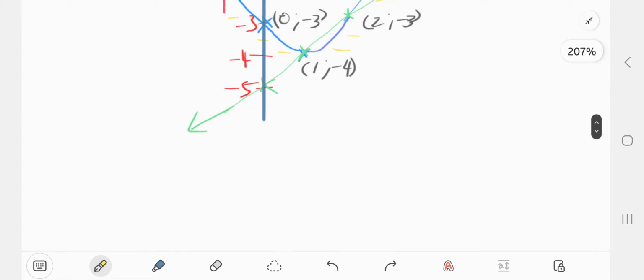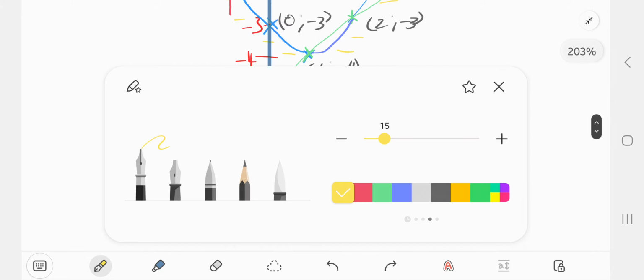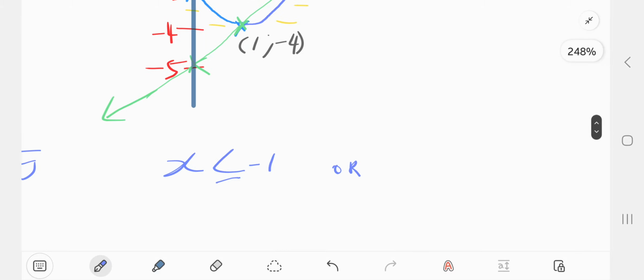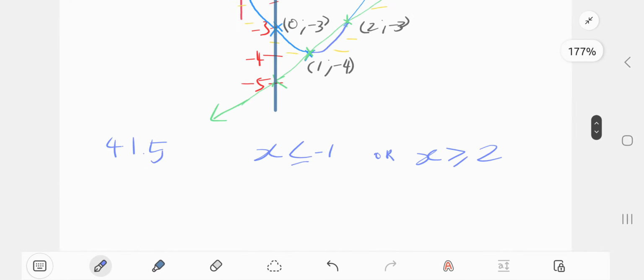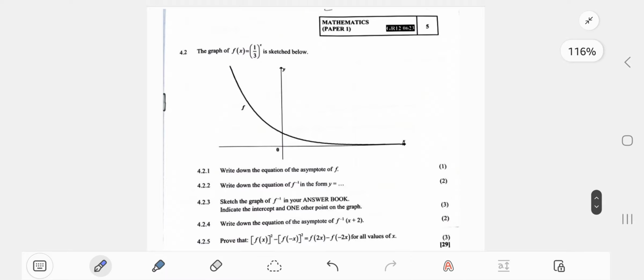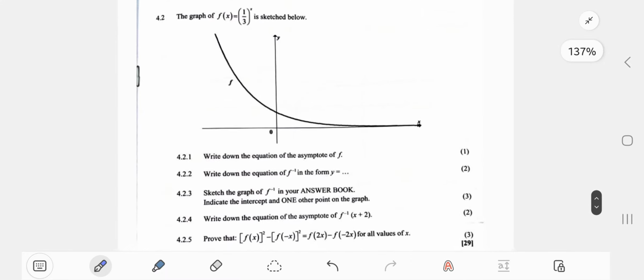So let's go. The last question, 4.1.5, I believe it's where x is less than or equal to -1, or where x is greater than or equal to +3. And then that's where we have it. So we're done with 4.1.5. Let's go to 4.2, right? So let me just stop here, and then we'll do this in the next video.